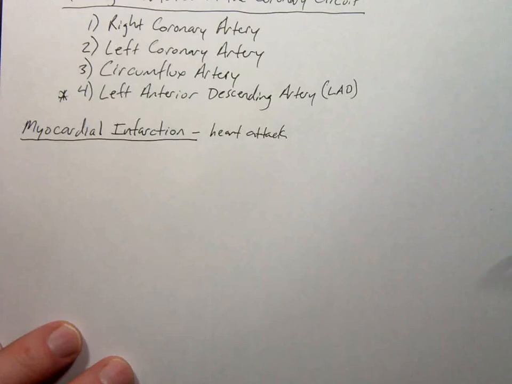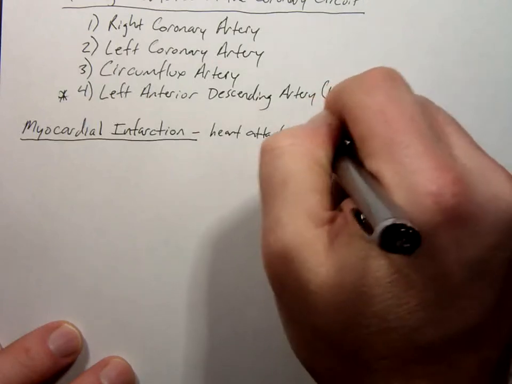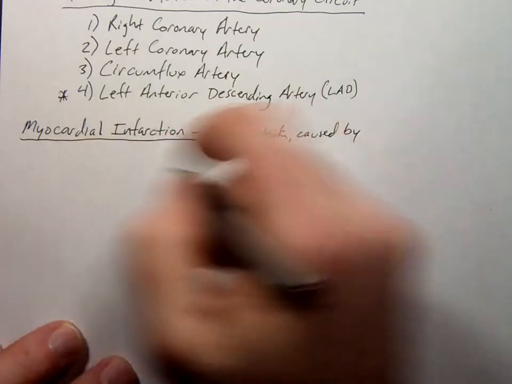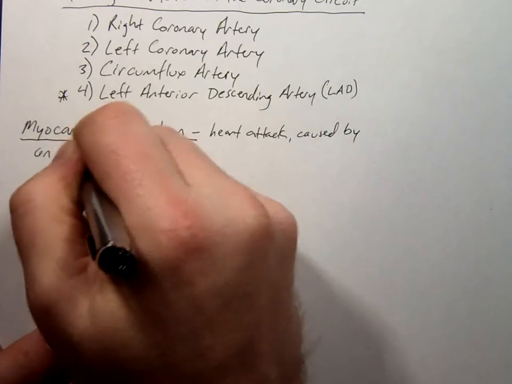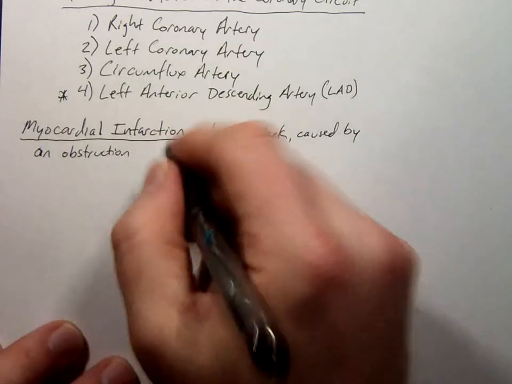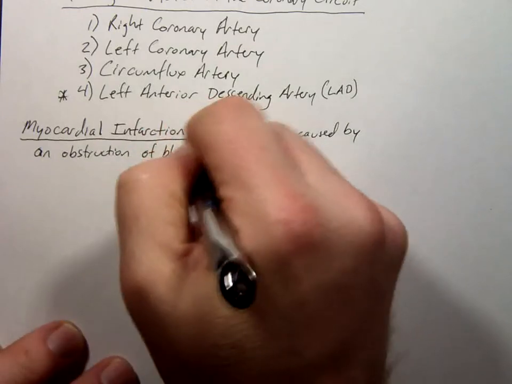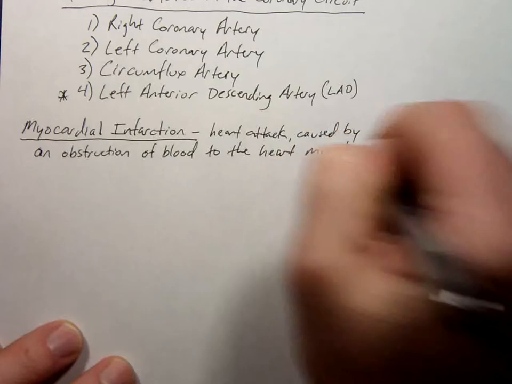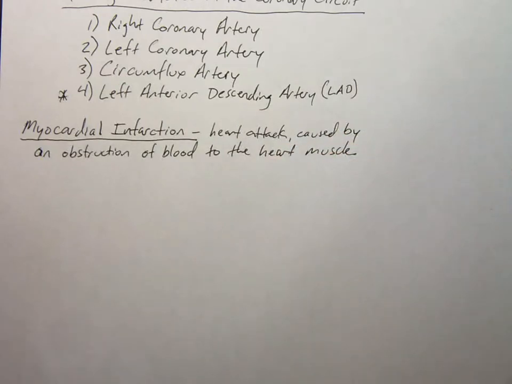Heart attack, and it's caused by an obstruction of blood to the heart muscle. Obstruction of blood to the heart muscle. Okay, so any of these vessels getting blocked can cause it. So let's look at some of these vessels here.